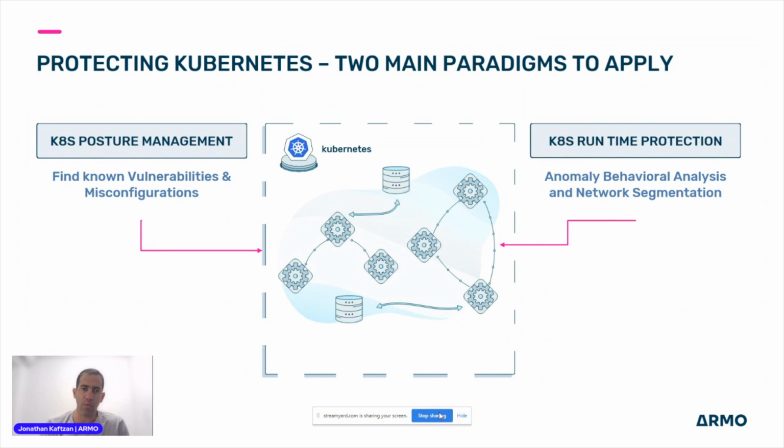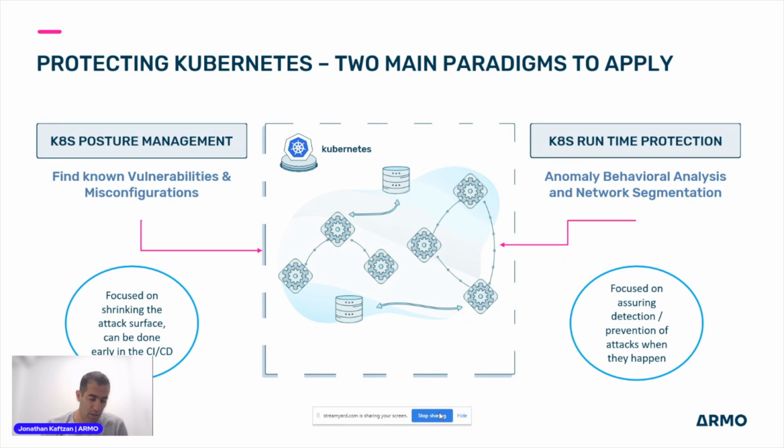So today, when we're dealing with protecting Kubernetes, if I need to categorize it, there are two areas you're probably going to look at. The first one is about posture management, which is all about trying to find vulnerabilities, misconfigurations, and security issues as early as possible in the pipeline, right? The other area is all about runtime protection. How can we detect and prevent attacks while they happen during runtime and in the production environment, right?